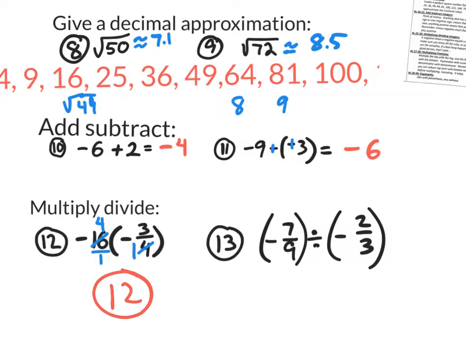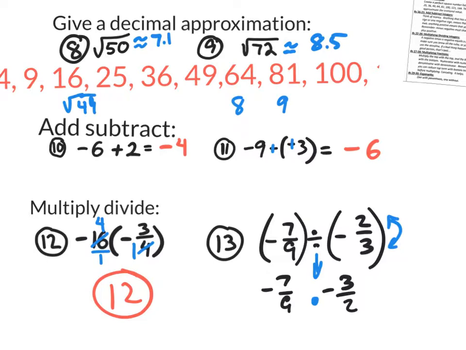Number 13, when I divide by a fraction, what do I do? Change it and then flip it. Change the sign, flip it. Now, the first one doesn't flip. The second one does. So change the division to multiplication and then flip the second fraction.